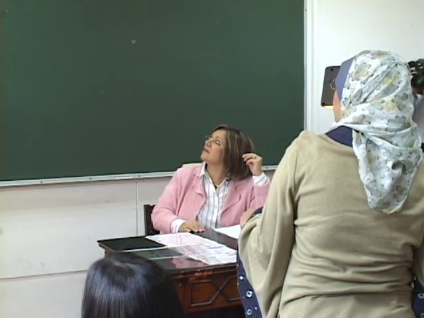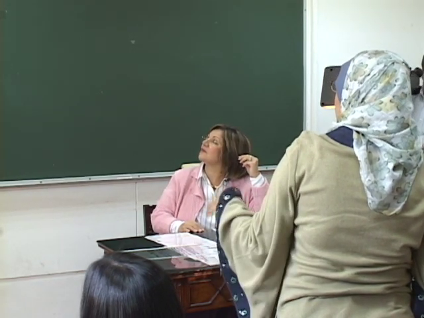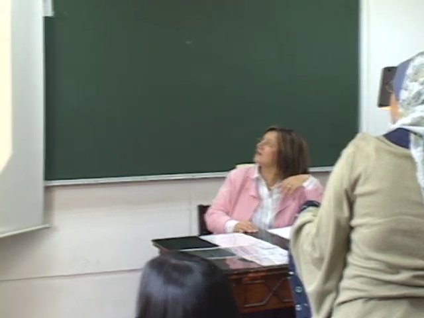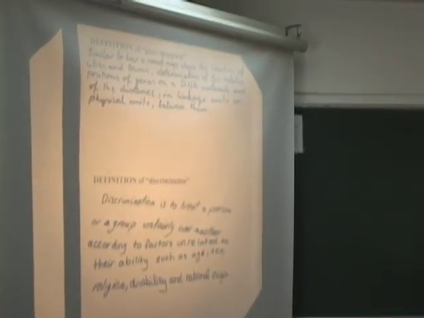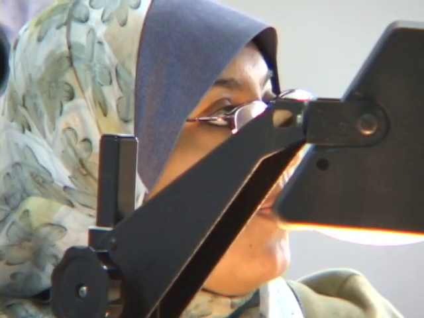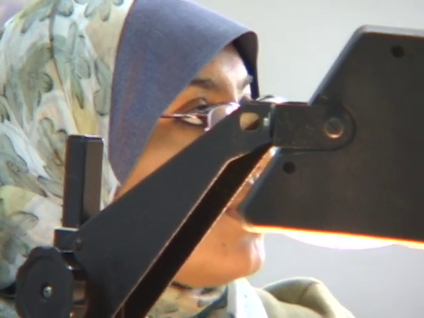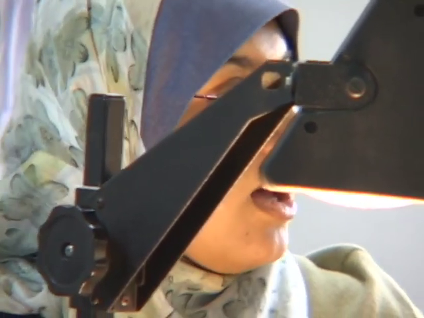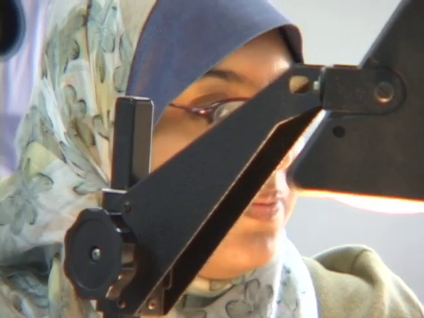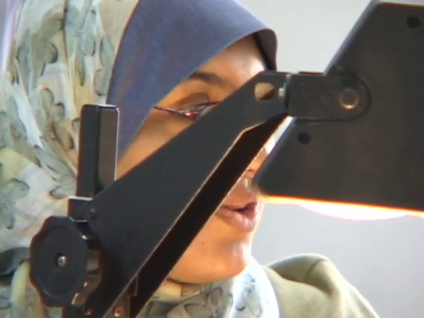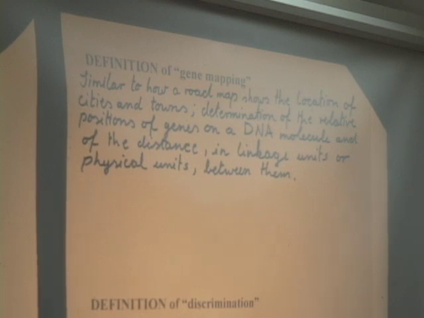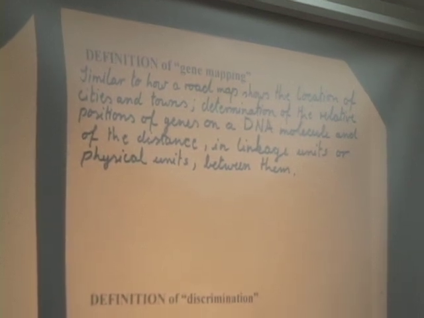Gene mapping shows the location of genes, like a map shows the location of cities and towns. It is the determination of the relative positions of genes on a DNA molecule and of the distance in linkage units or physical units between them. Discrimination is to treat a person or a group unfairly over another according to factors unrelated to their identity, such as age, sex, religion, disability, and national origin. Sounds like you had the same source.